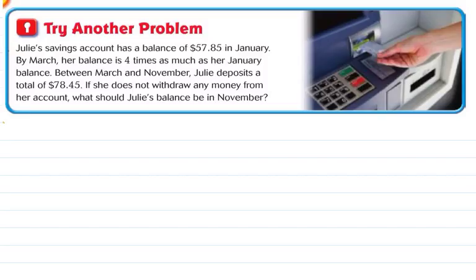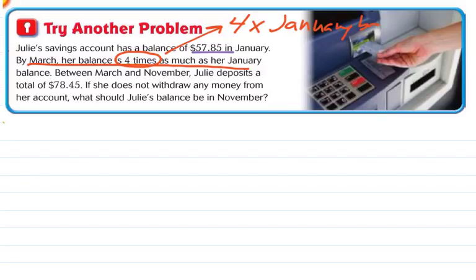And this problem, we're going to be doing a little bit more information with this one. So it says, Julie's savings account has a balance of $57.85 in January. By March, her balance is 4 times as much. So if it says 4 times as much, as a math detective, we know we're going to take whatever January was and we're going to multiply it by 4. So we're going to take the January balance and we're going to multiply by 4.